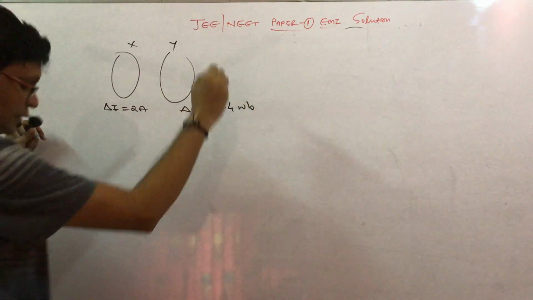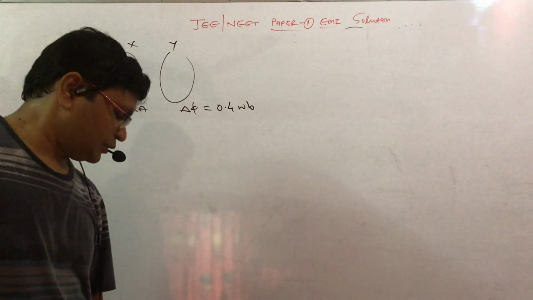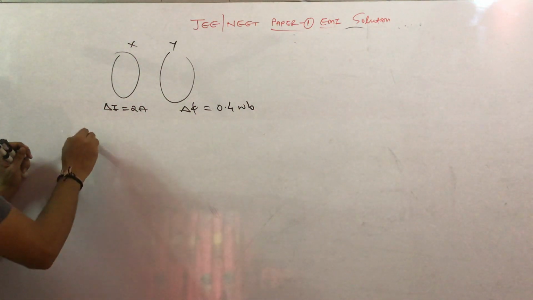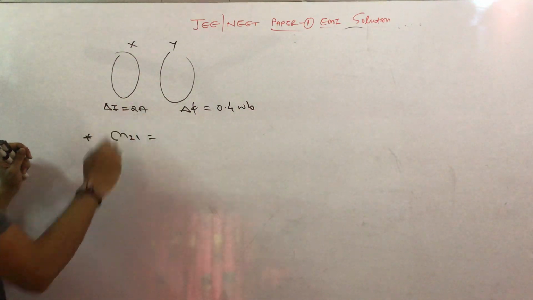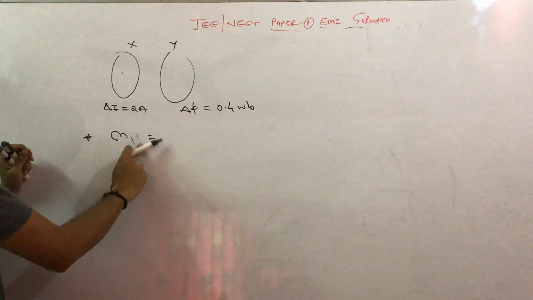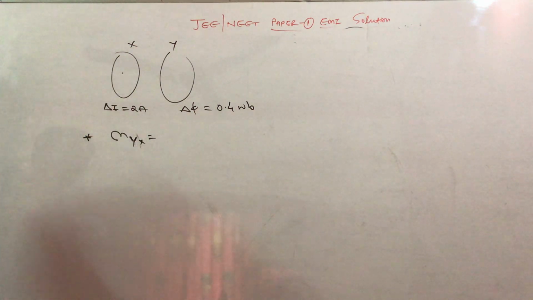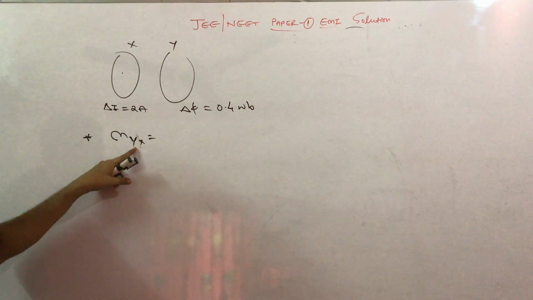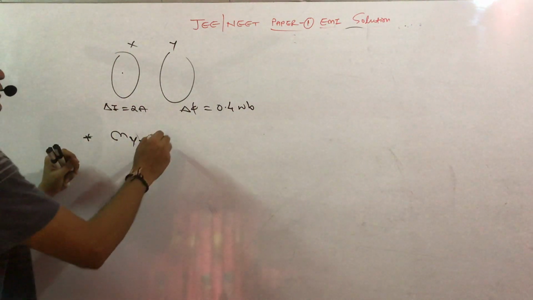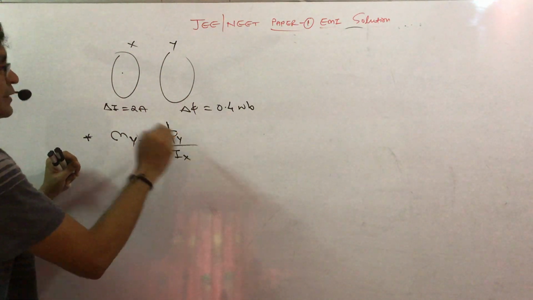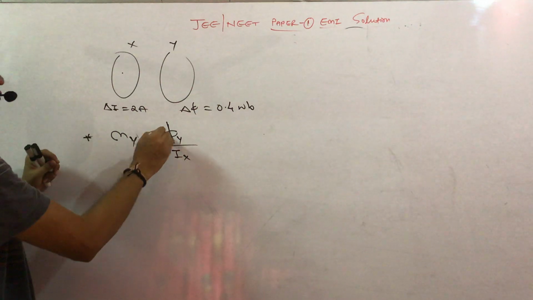0.4 Weber. Okay, then what is the mutual inductance of the system? We have discussed the mutual inductance of the system. Current is flowing in coil x, so I will write here yx. Mutual inductance of the system of y and x is called mutual inductance of coil y with respect to x. So we just discussed phi y upon ix, but here the change.